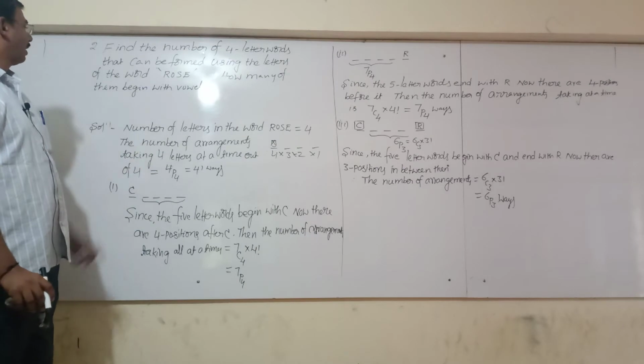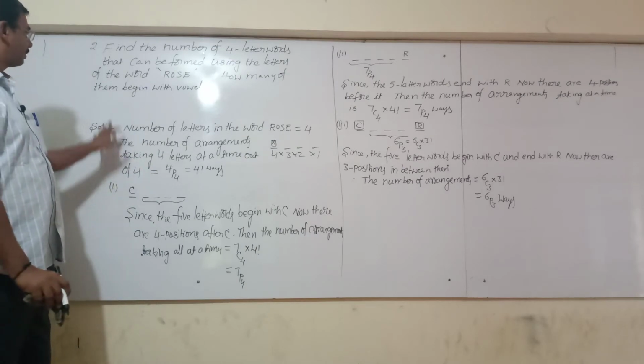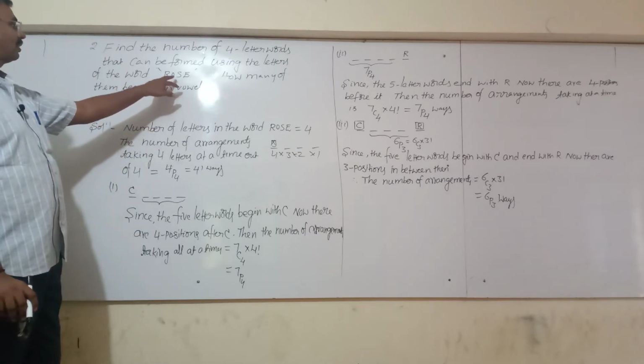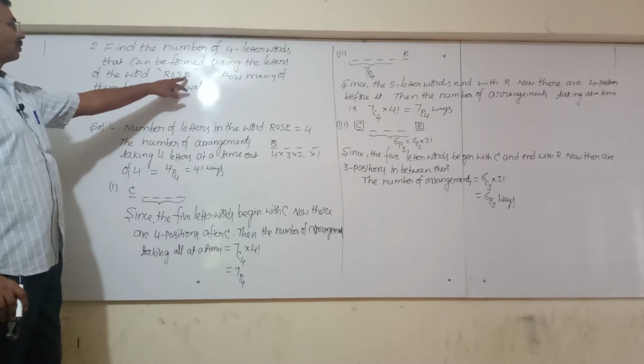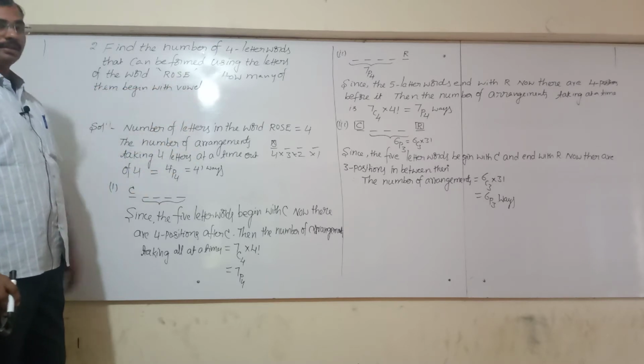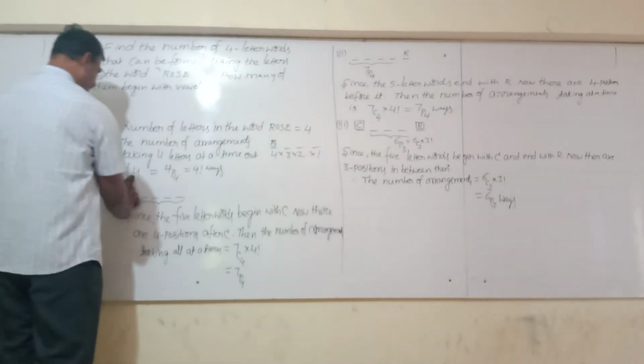Second question: how many of them begin with vowels? So what are the vowels here? Begin with vowels, how many are there? There are 2 vowels, O and E. So only 2 vowels are there.